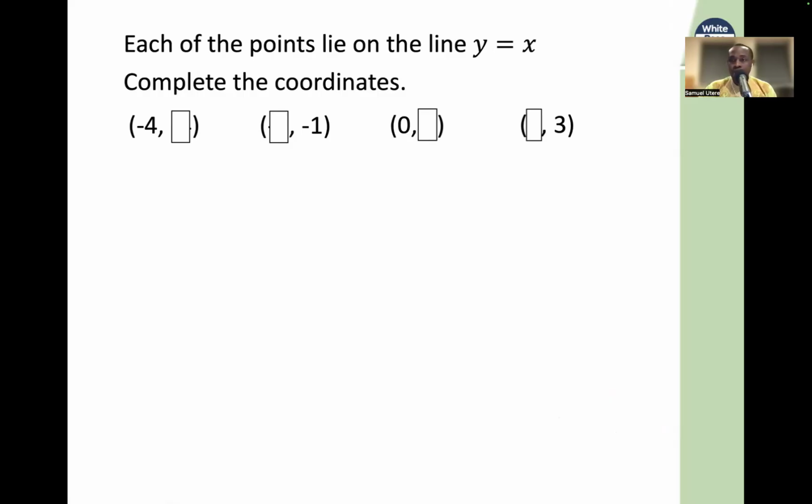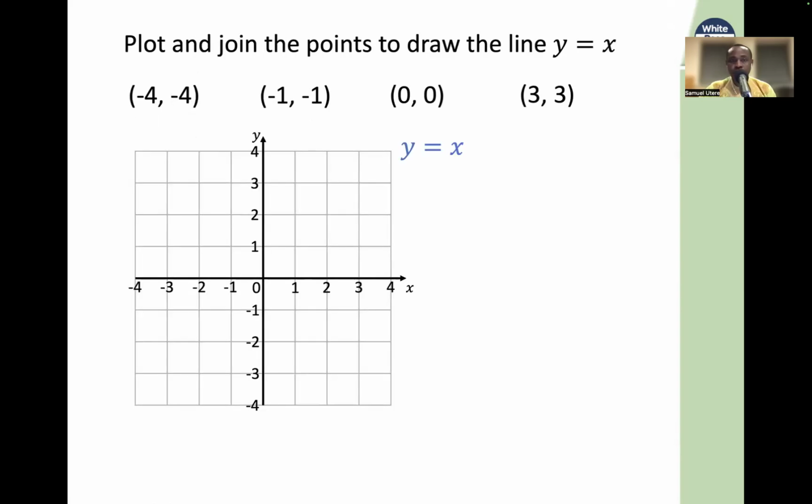If y is equal to x, then it means whatever y is, x is also that number. So here are the values. Okay? So y is equal to x. It means whatever x is, y is. And whatever y is, x is that number as well. Now, if we were to plot this on a graph, here is what we'll get.